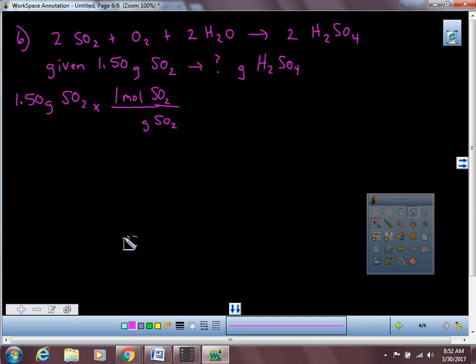So 1 mole of sulfur dioxide, we need grams, and where do I get those? Periodic table, so I've got S and O, 1 S, 2 O's. S is 32, O is 16, multiply across, 32 and 32, my mass is 64.